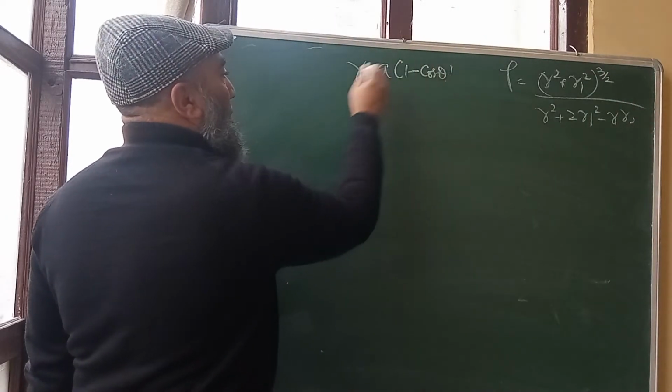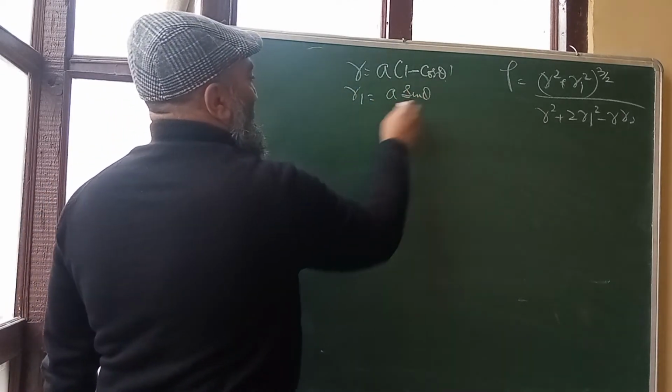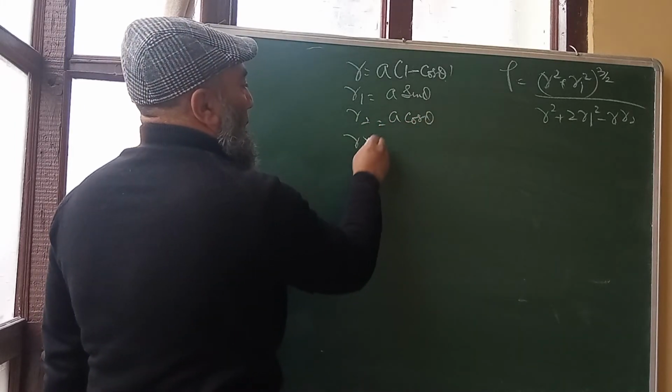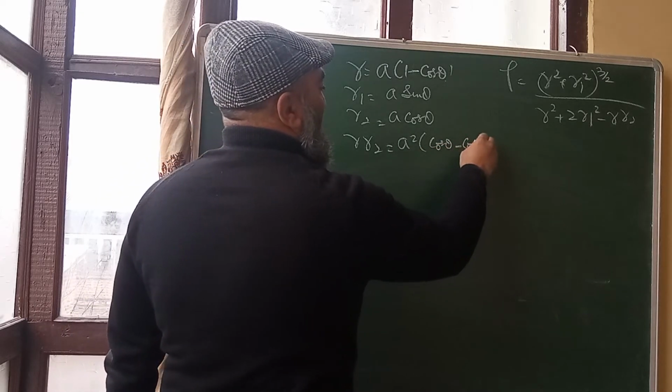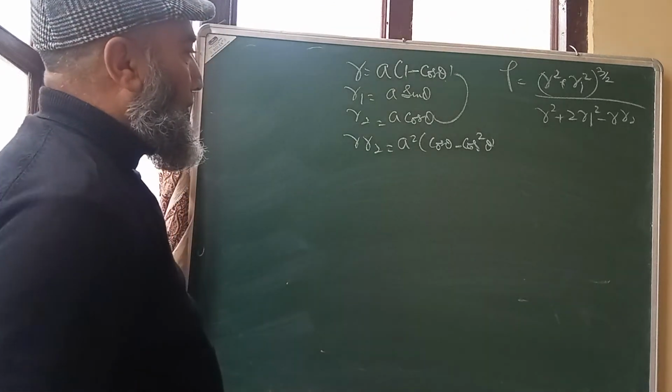Let me differentiate with respect to theta. What is R1? It is a sine theta. What is R2? It is a cos theta. What is R R2? It is a square cos theta minus cos square theta. R and R2. Now rho.